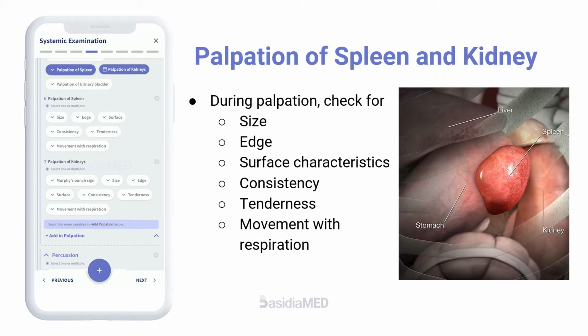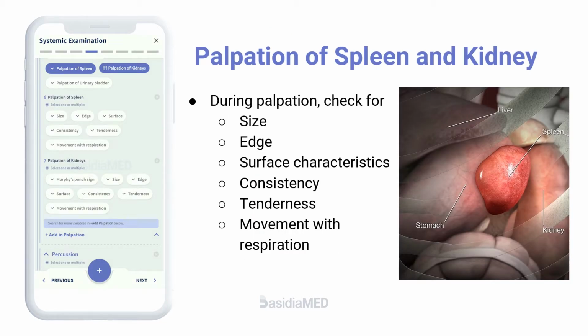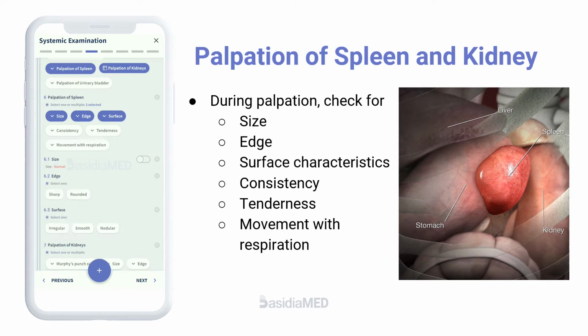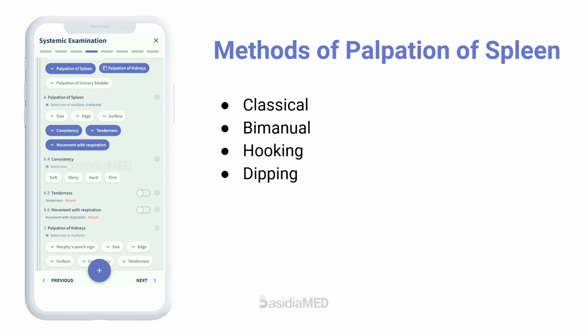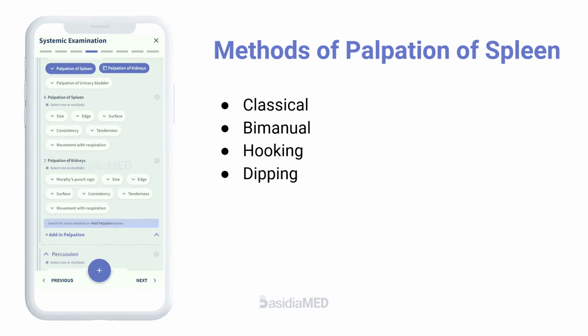During palpation of the spleen or kidney, check for size, edge, surface characteristics, and consistency. Also, note the presence or absence of tenderness and movement with respiration. Methods of palpation of the spleen. The spleen can be palpated using 4 methods. To become palpable, it should have enlarged 2 to 3 times.